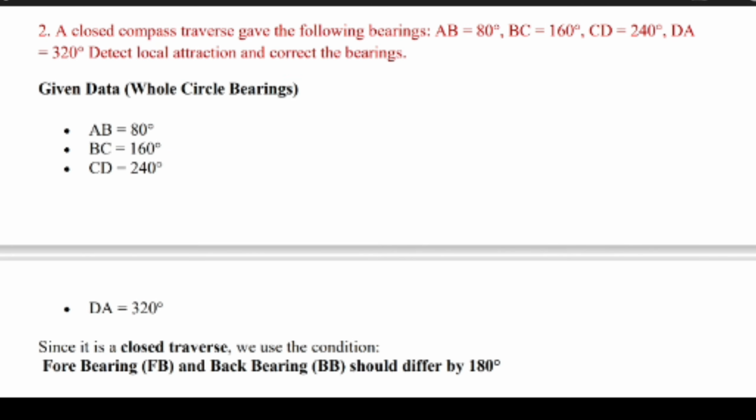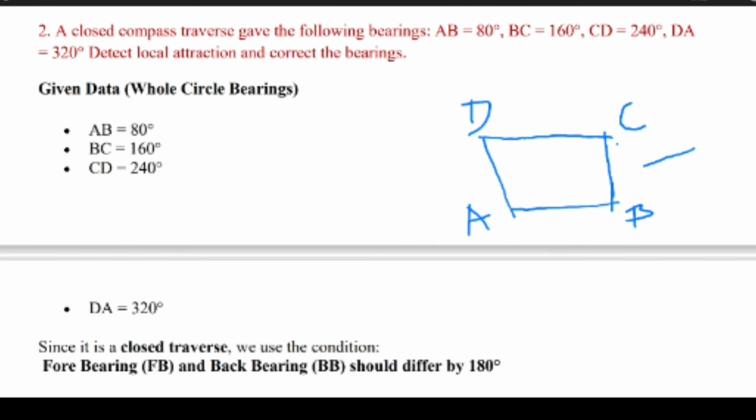Okay, so I'll write this closed AB line. This is AB. This is the closed circuit. They have given AB line, BC, CD, everything is given. We need to find out the fore bearing and back bearing.